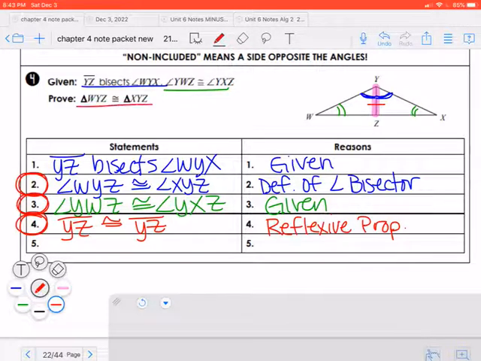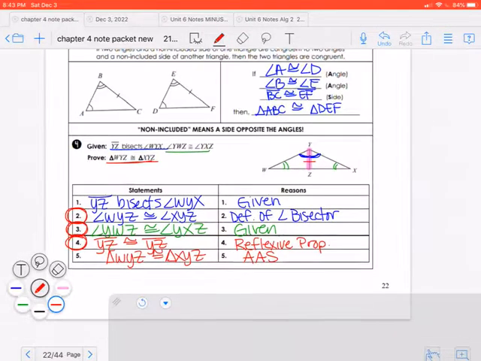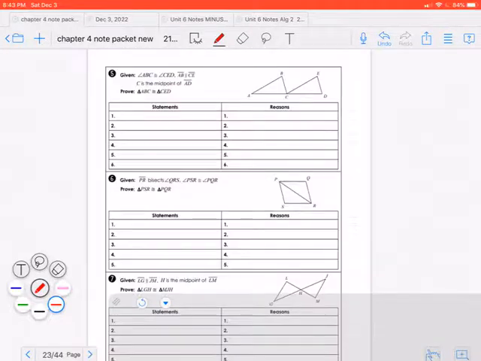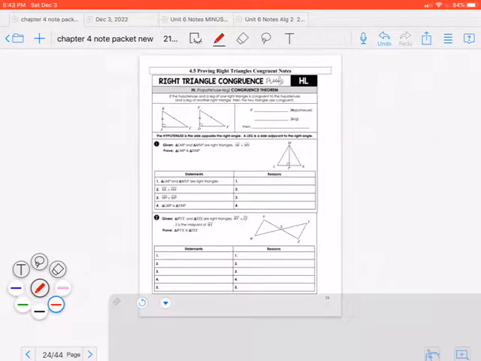Now we can write the statement that we're supposed to prove, which is always the last statement in your proof. Triangle WYZ is congruent to triangle XYZ by angle, angle, side. AAS. All right. Are there any more? Oh my goodness, there's 3.